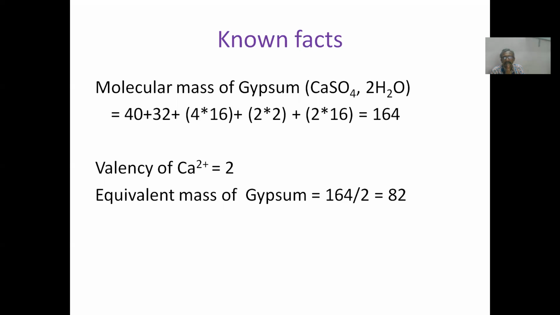Gypsum's molecular formula is calcium sulfate, CaSO4·2H2O. Its molecular mass: calcium is 40, sulfur is 32, oxygen is 16, four times, and 2 waters, 2 into 18, which gives 172. The valency of calcium is 2, and the equivalent mass of gypsum becomes the molecular mass divided by the valency, which is 86. So this is the equivalent weight.